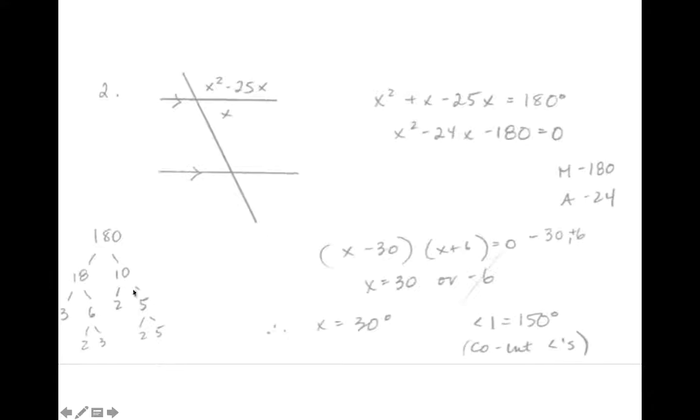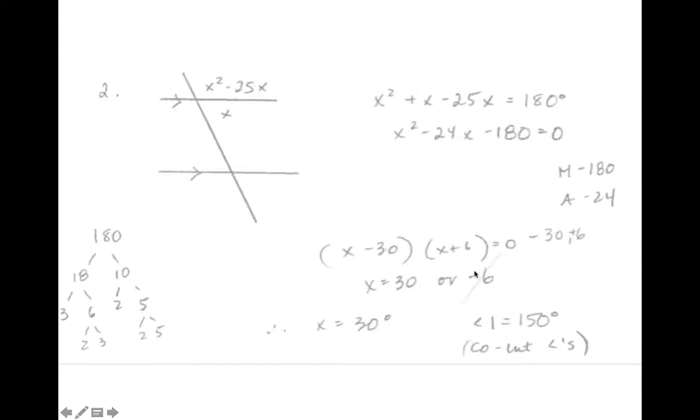Over here, I played around with it a little bit and I found a factor tree to kind of break up the numbers and play. But they're actually not that hard. If I use negative 30 and positive 6, I fulfill both those requirements. And so that means that my values for x are positive 30 and negative 6.